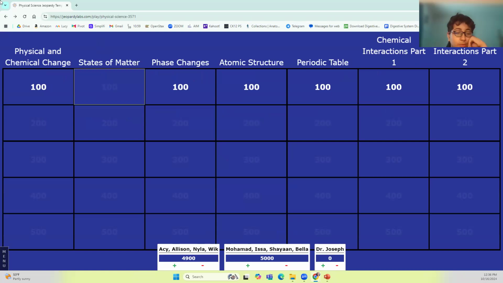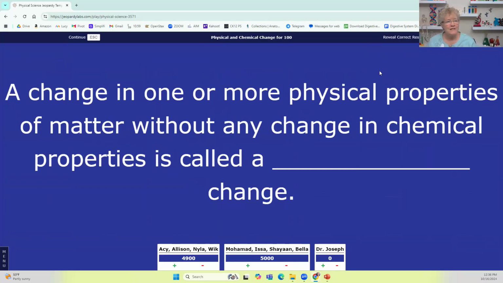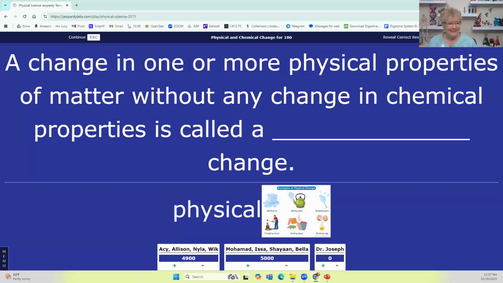Physical and chemical changes 100. A change in one or more physical properties of matter without any change in chemical properties is called a what change? A physical change. It is a physical change. Very good.